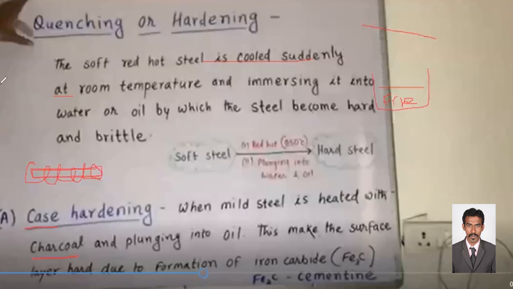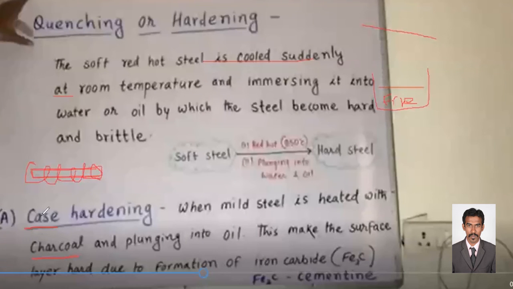The case, you know what a case is, right? If you have something and you keep it in a case, that is the outside, a kind of layer. That's why it is called case hardening. So when this mild steel is heated with charcoal and plunged into oil, that is, you heat it and then put it in the oil, right?